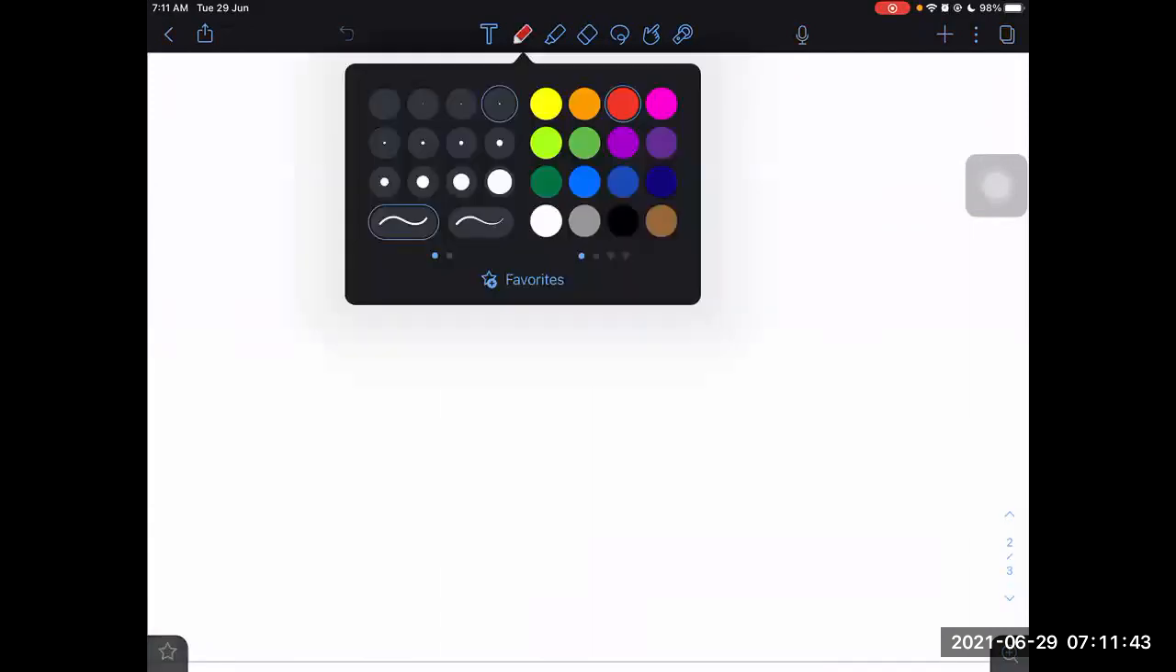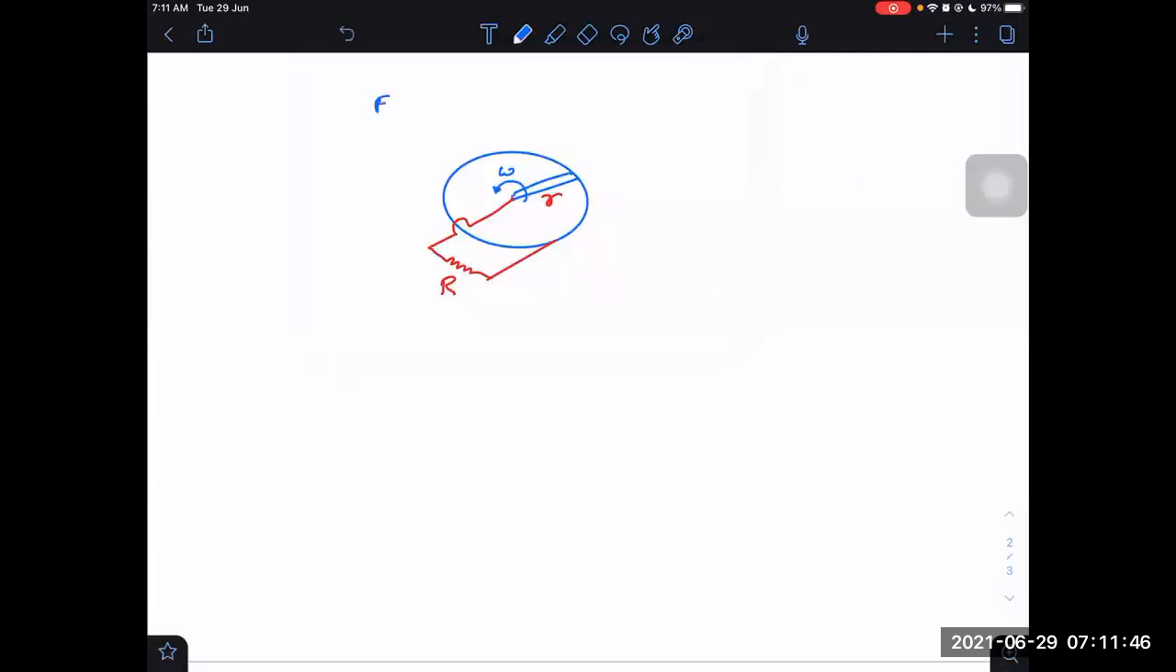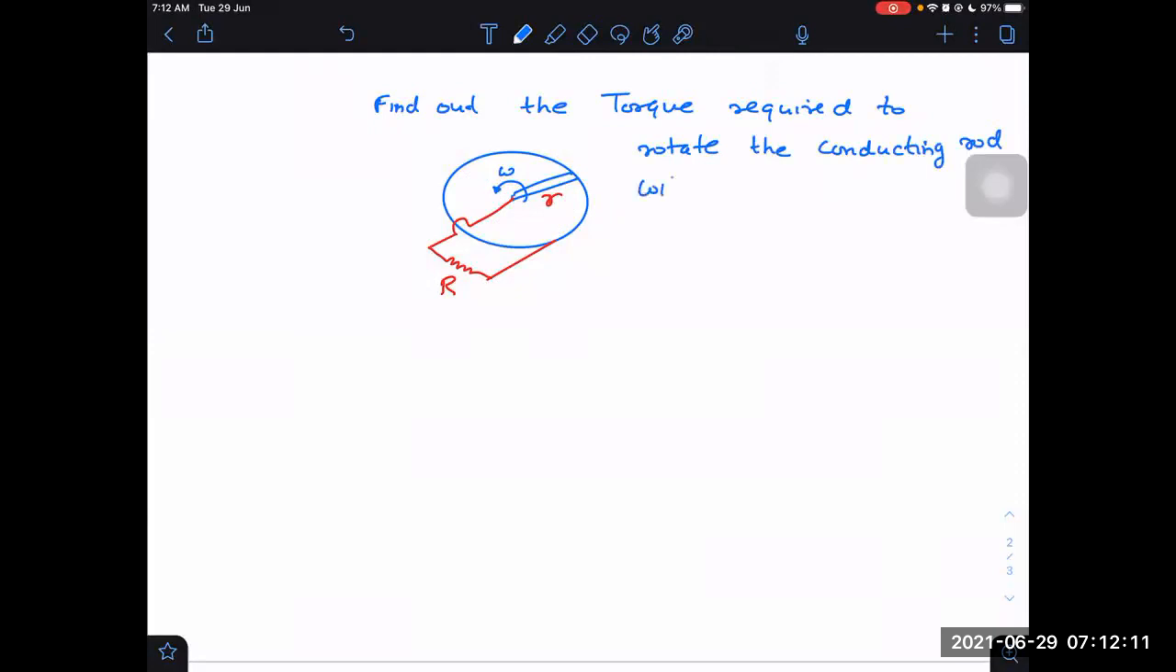Sir, find out the torque required to rotate the conducting rod with constant angular speed omega.